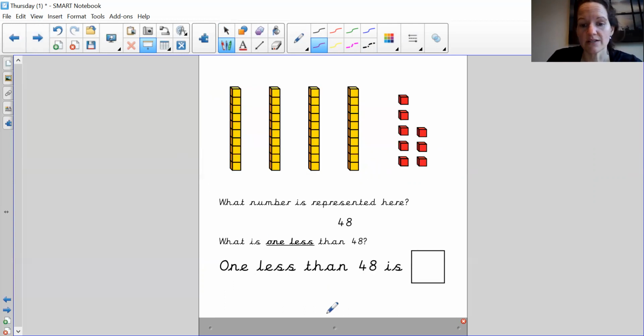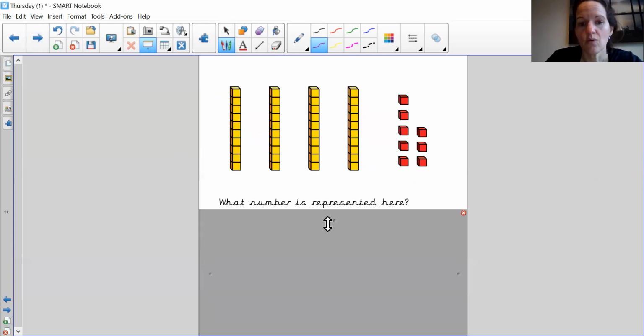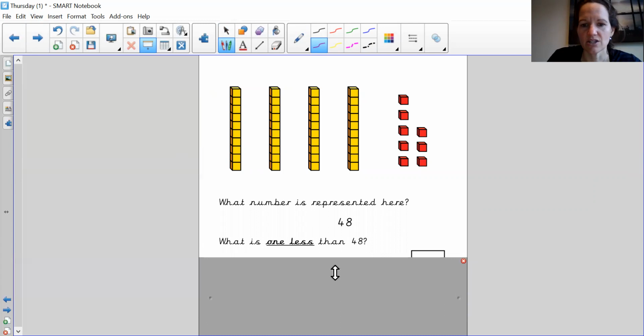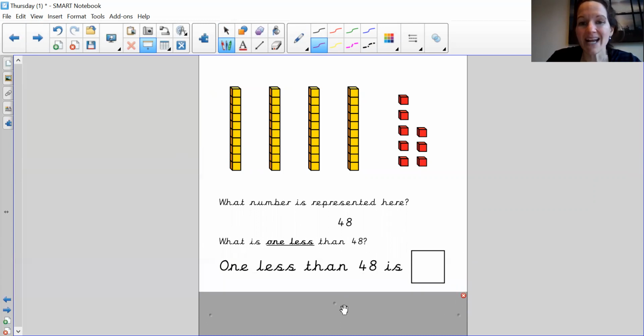Now, what do I have here? What number is represented here? I've got my 10 sticks, 10s and 1s. Do you know what number that is? Shout it out. Well done if you said 48. So what is 1 less than 48? So let's look. I've got 10, 20, 30, 40, 1, 2, 3, 4, 5, 6, 7, 8.